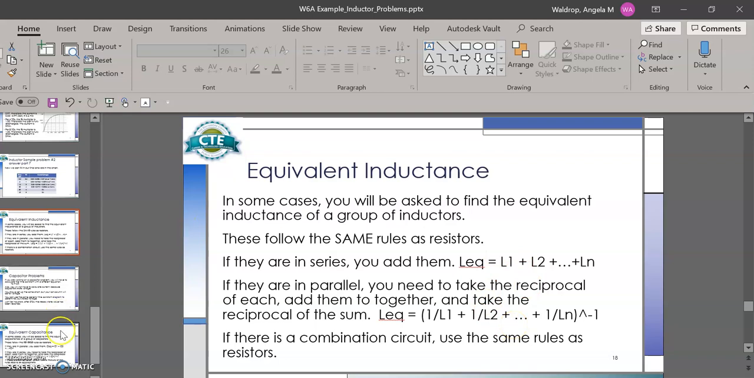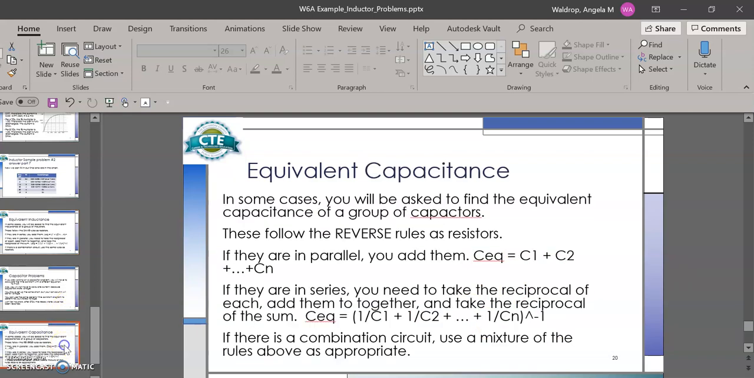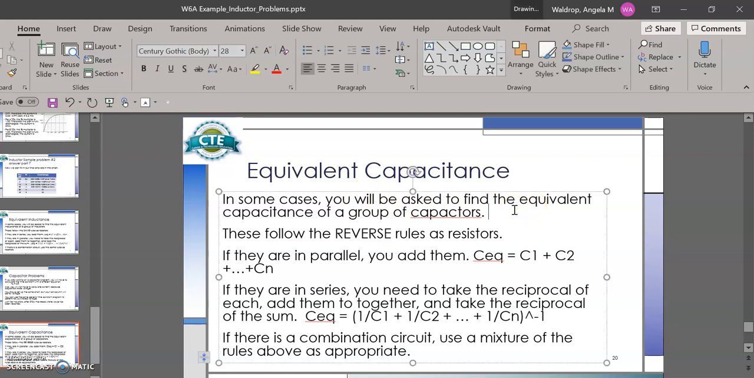Now, for equivalent capacitance, we also have to consider that. You could be asked to find the equivalent capacitance of a group of capacitors. These are reversed. These are backwards from resistors. So if I have capacitors that are in parallel, I add them together. You see the difference there. Be careful. If the capacitors are in series, I've got to use that reciprocal rule. If there's a combination, I've got to use a mixture of these two, okay?